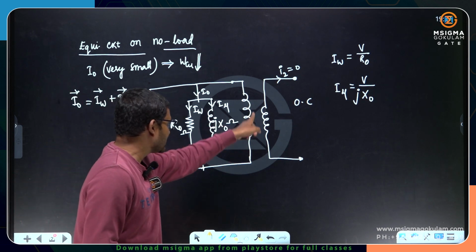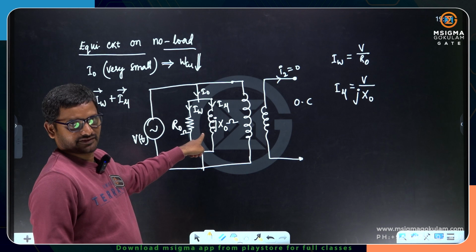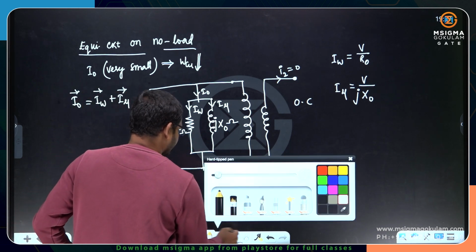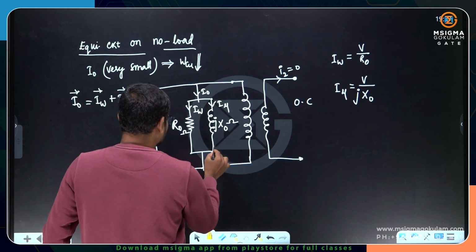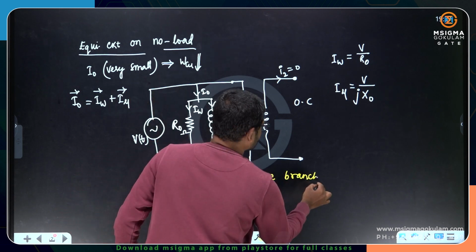I am not representing any load here, and I am not representing any winding, because the core branch parameters are represented. These are the core branch parameters.